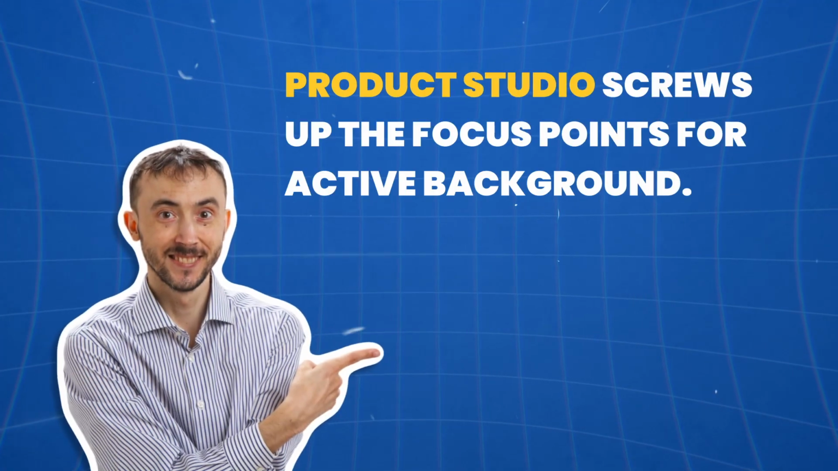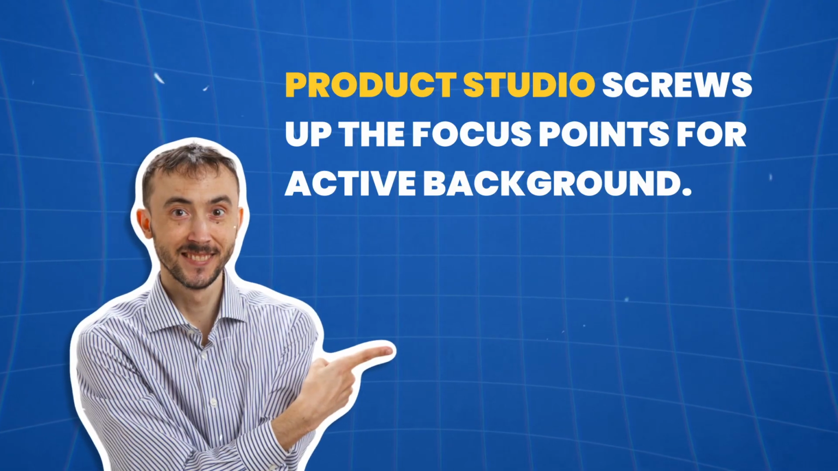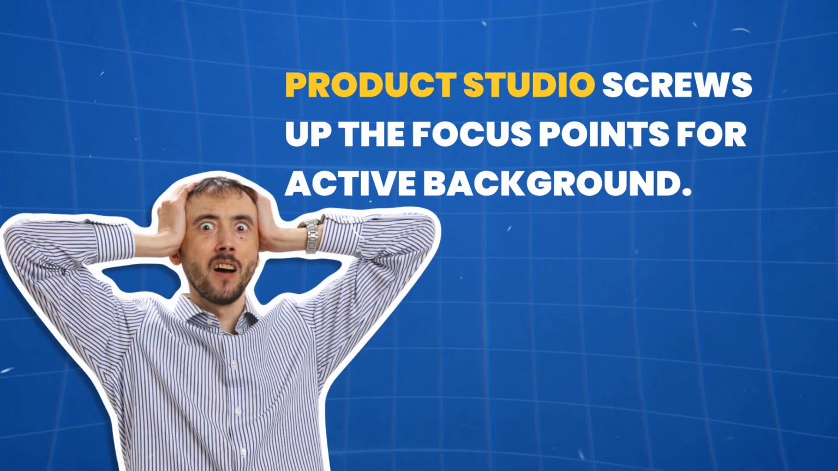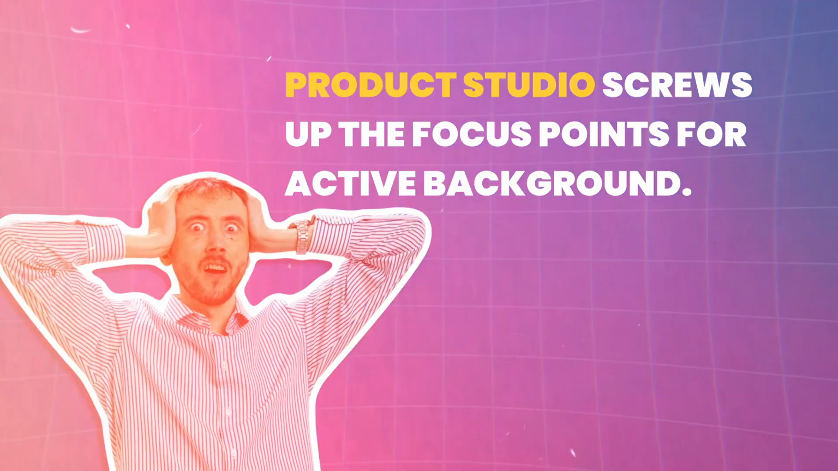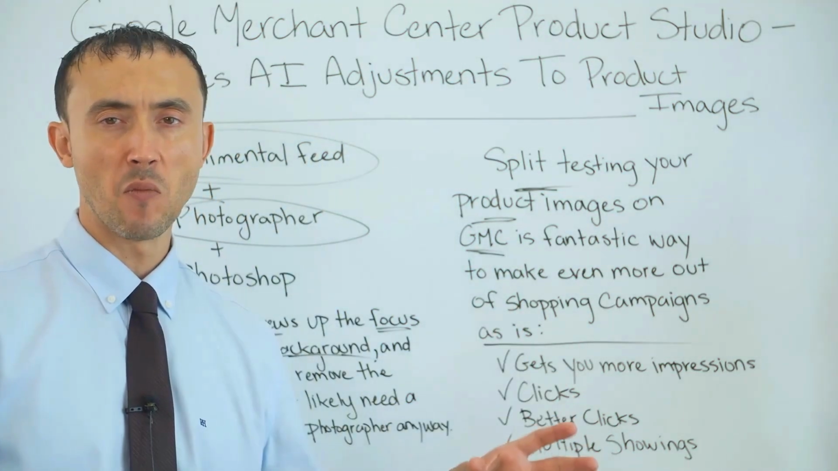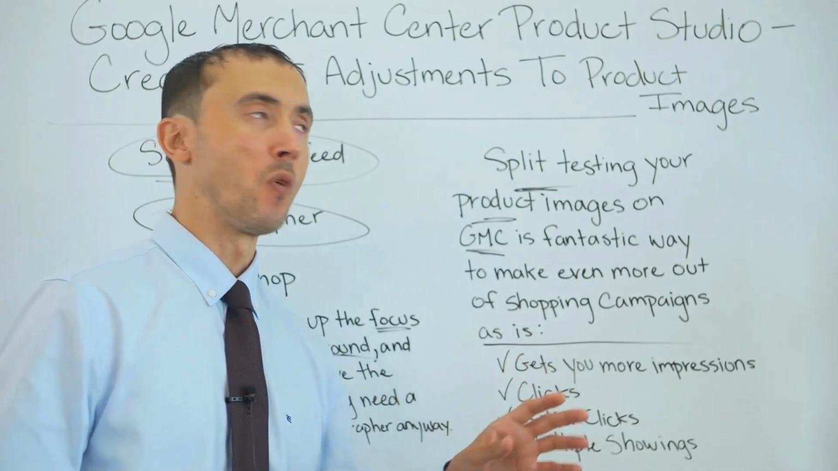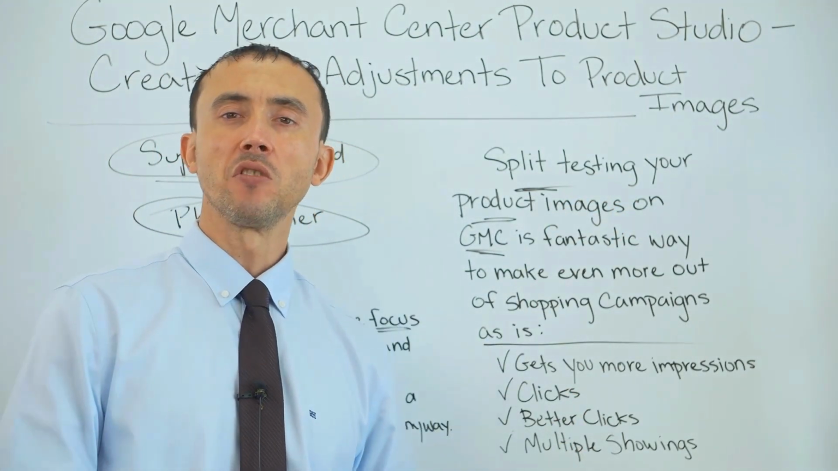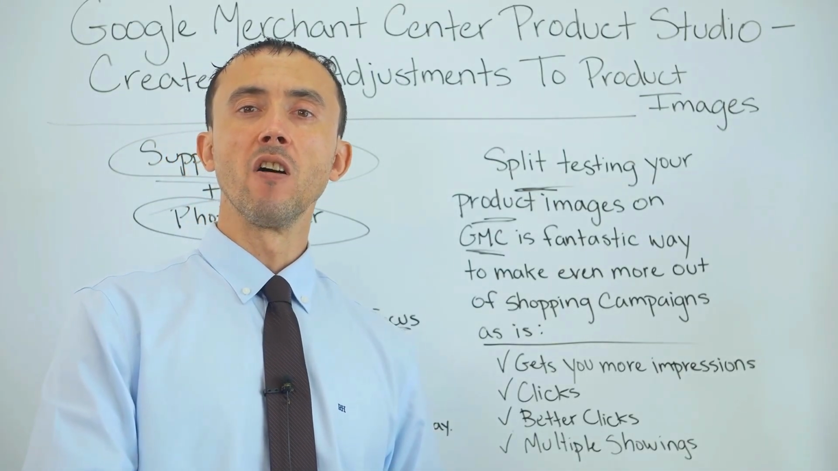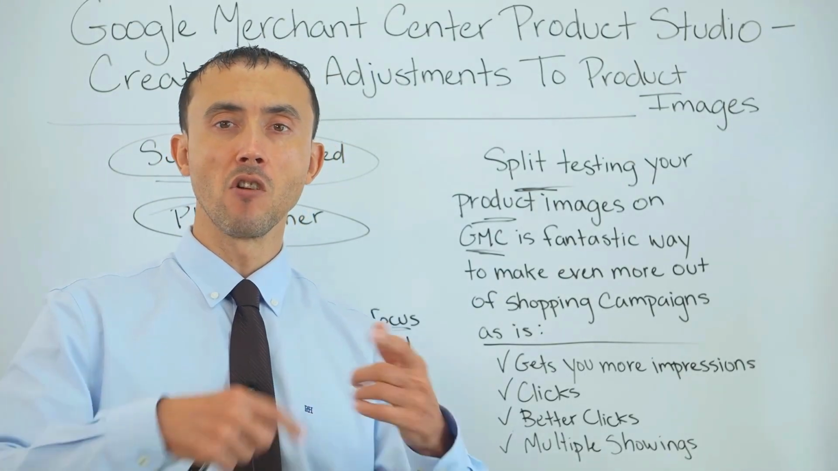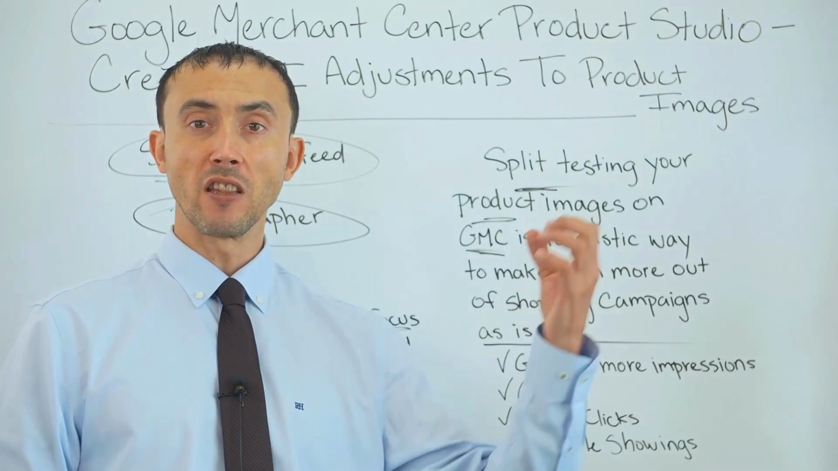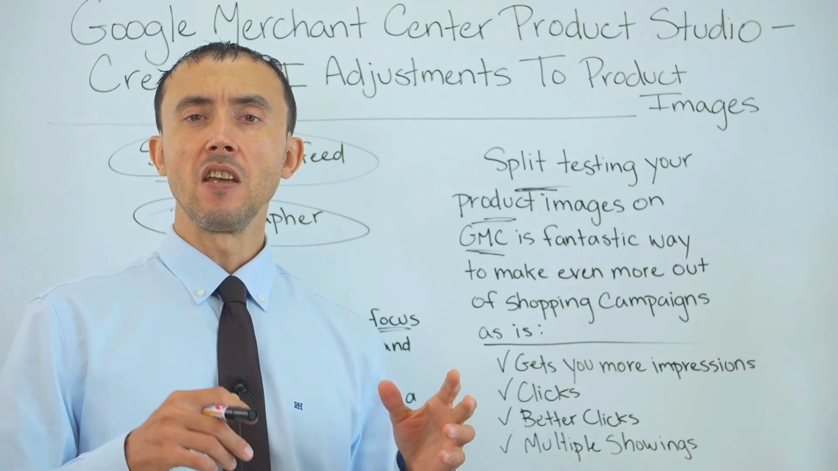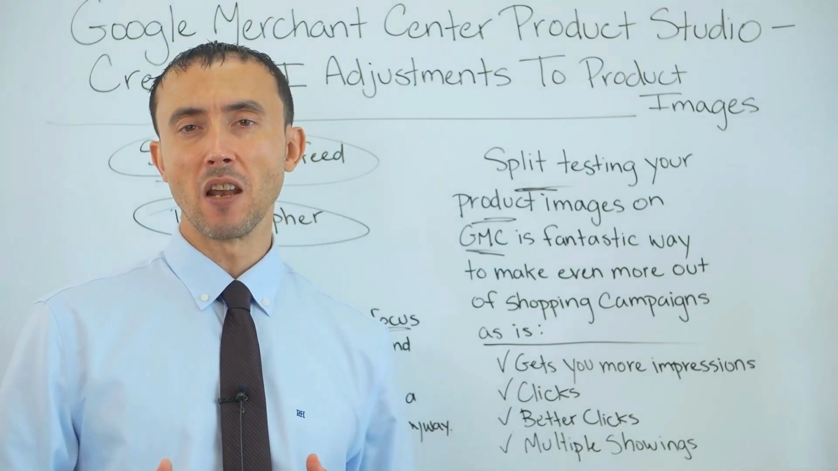So the reason why I don't like Product Studio and you shouldn't use it is because it screws up the focus points of the active background, if you're going to use that. So let's say you have a white background, you're going to do an active background. You're selling the grill. What Product Studio allows you to do is type text to image. So you say, put my grill on a picnic table, and then it'll do that for you. Then you get the image, and then you can use that image. With that said, the image you get is going to be kind of blurry.